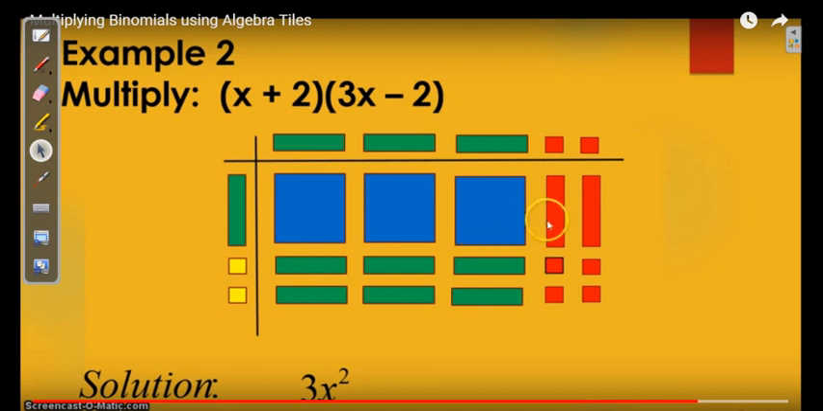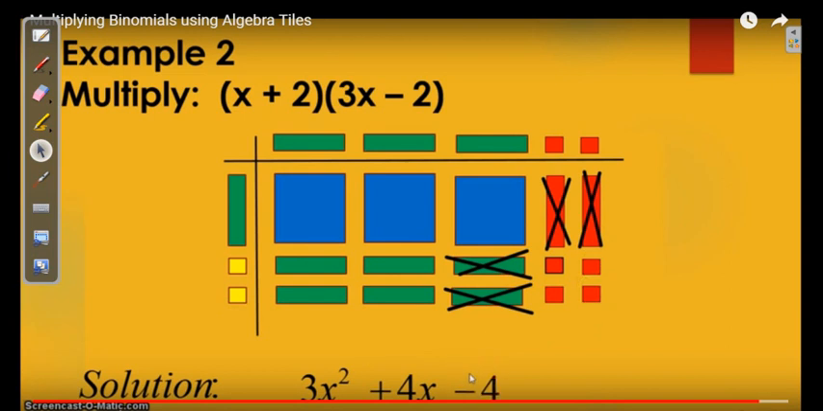So we can cancel out this negative x and a positive x. This negative x and this positive x is another zero pair. We are then left with 4 positive x, and we write plus 4x. Our final 4 blocks here gives us negative 4, for a final solution of 3x squared plus 4x minus 4.